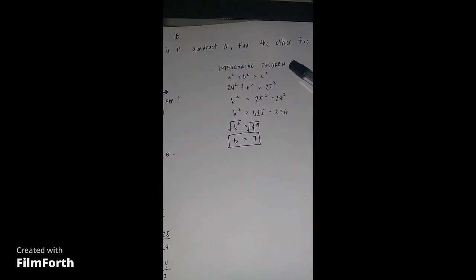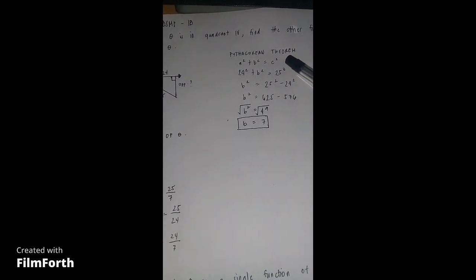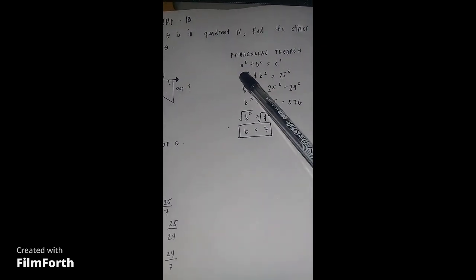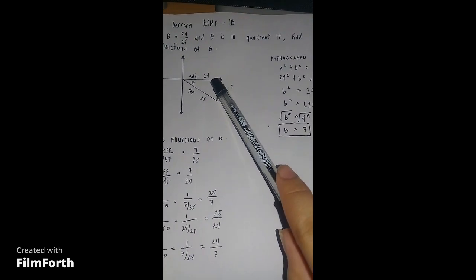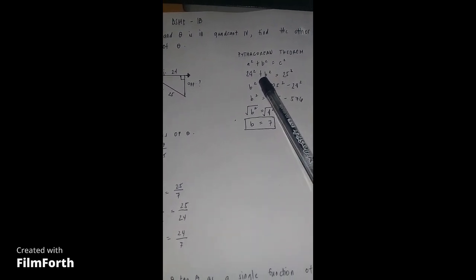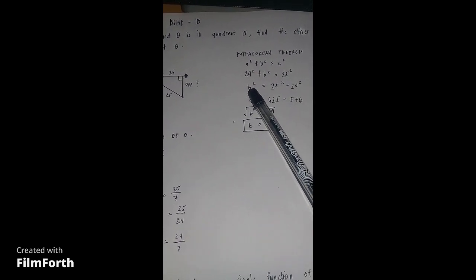So first we have the Pythagorean theorem. Our formula here is a squared plus b squared equals c squared. So the value of a squared is 24 squared, plus b squared, this is the opposite. We are finding the opposite. So we just copy b squared, and then equals 25 squared.